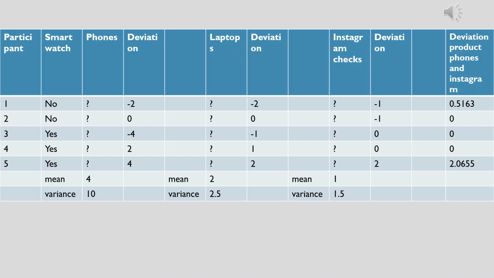What I've done here is given you the deviation scores and the means and the variances for each of the numeric variables, as well as the deviation products for phones and Instagram checks. But you'll see several question marks for the actual raw scores. How many phones does each participant own? How many laptops? How many times do they check Instagram? Those you don't know. And so you're probably going to have to figure something out. But we'll do a bunch of questions related to this data. So again, make sure you save this somewhere so that you can refer back to it.